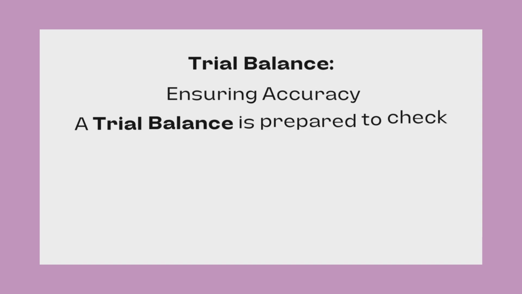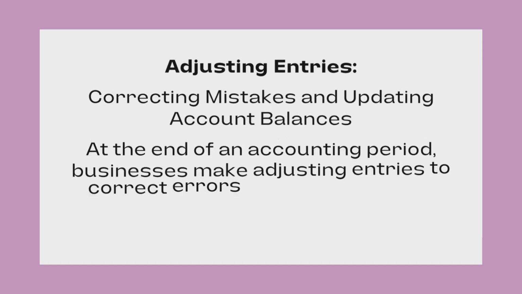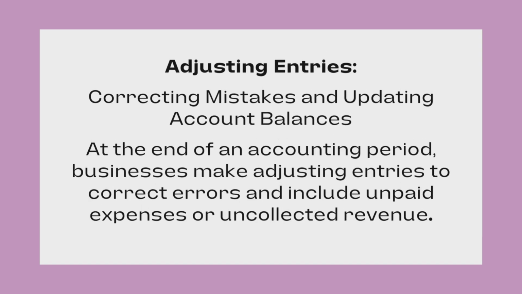Trial balance, ensuring accuracy. A trial balance is prepared to check that total debits equal total credits. If they don't match, there is an accounting error. Adjusting entries, correcting mistakes. At the end of an accounting period, businesses make adjusting entries to correct errors and include unpaid expenses or uncollected revenue.